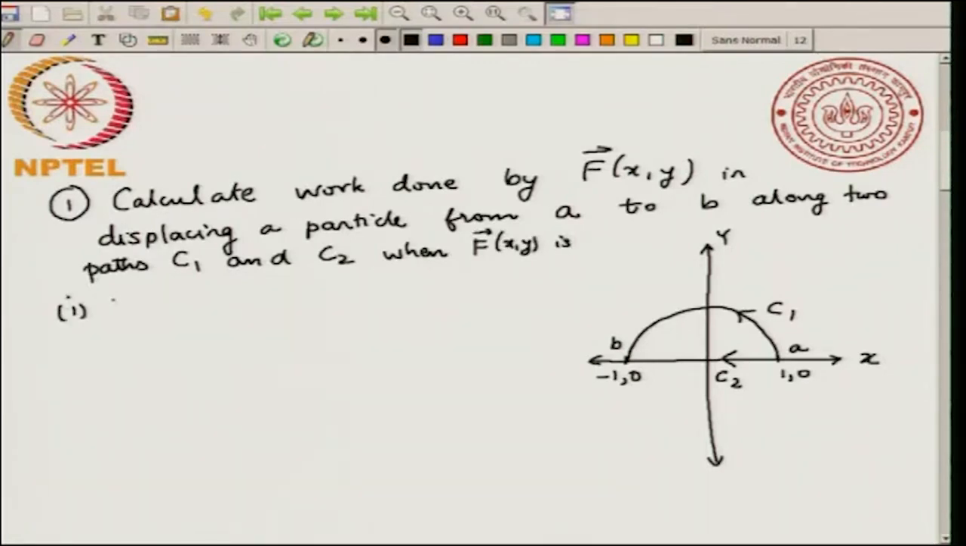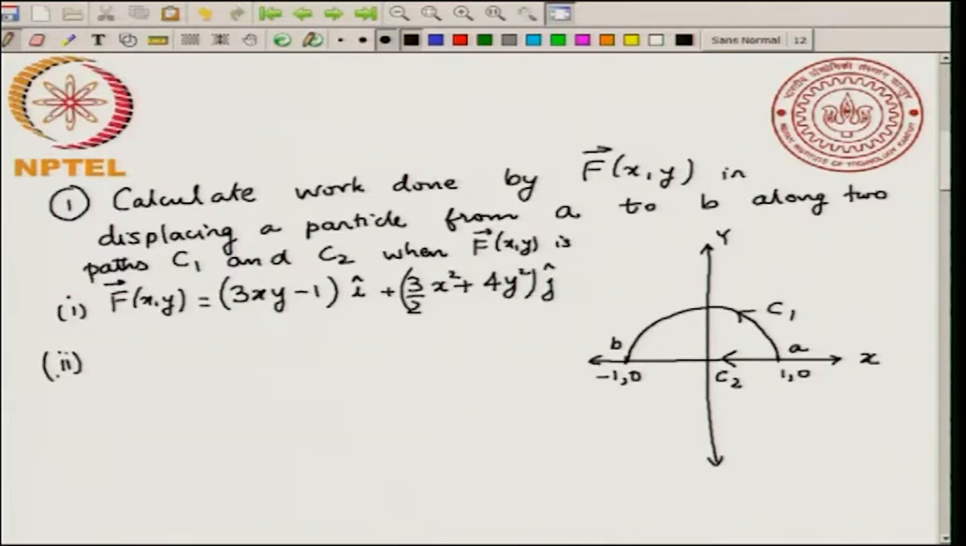In the first case, I take F of x y equal to (3xy minus 1) times i hat plus (3/2 x square plus 4 y square) times j hat. And in the second case, the force is given by xy times i minus x square times j.